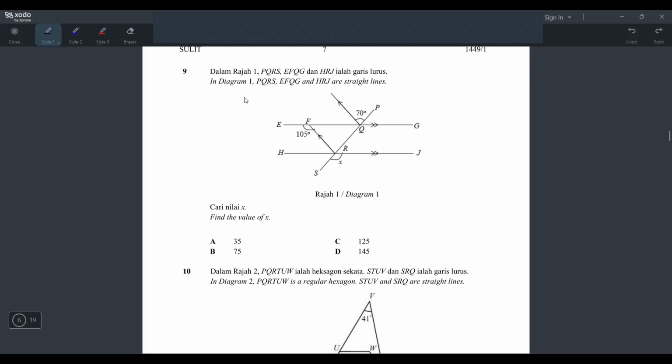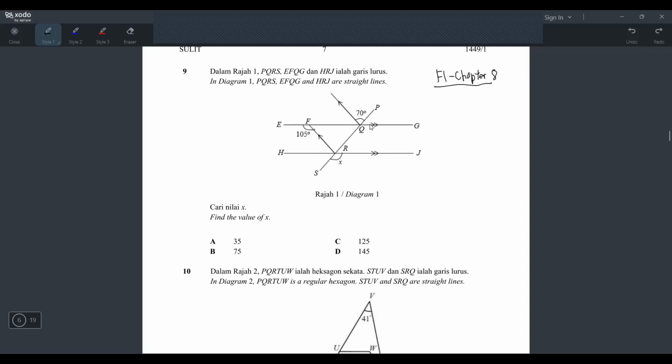Okay, number 9. This one is from chapter 8. Okay, it's called lines and angles. Okay, PQRS, EFQG, and HRJ are straight lines. PQRS is this one. It's a straight line. And then EFQG is this one. Is also a straight line. And then the last one, HRJ, is also a straight line. And then they say calculate value of X.